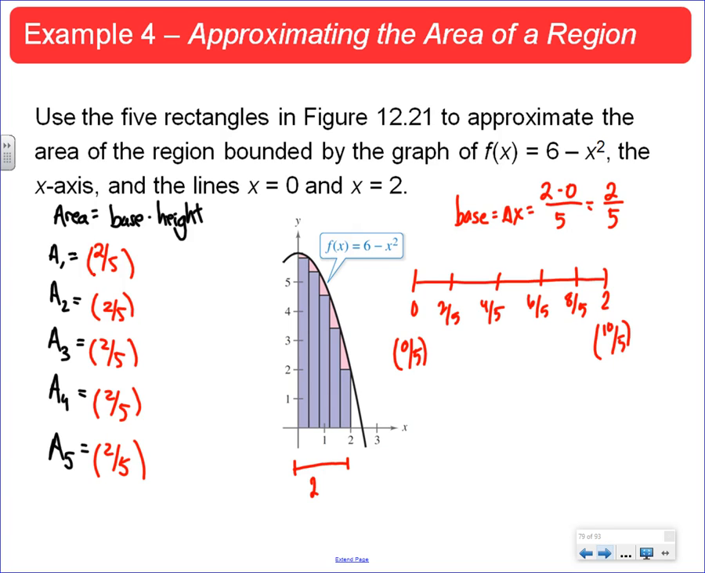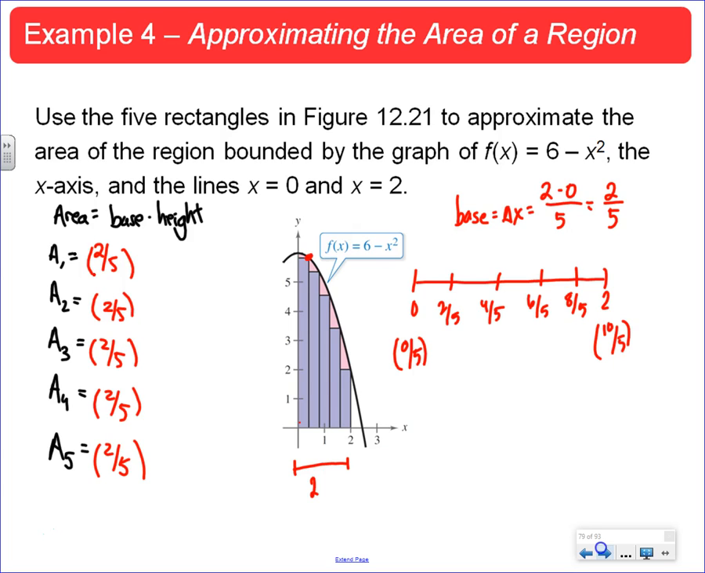Did anybody see a pattern as to how high the rectangles go? What stops them? The curve stops them. On what side of each of the rectangles? On the right side. Good. The curve stops them on the right side.